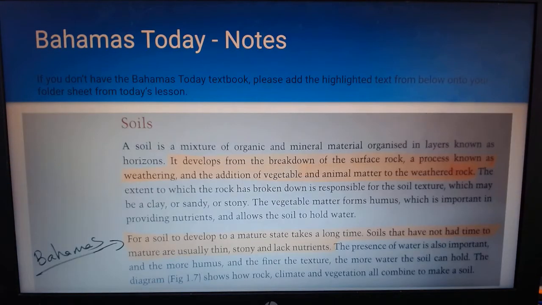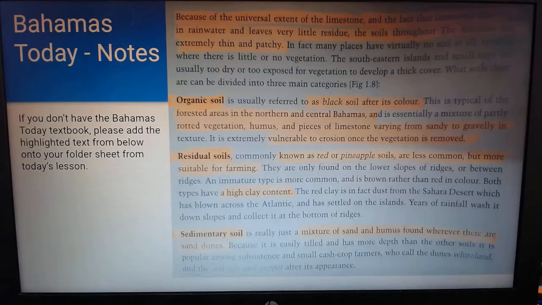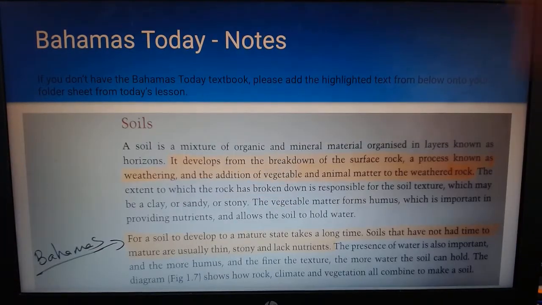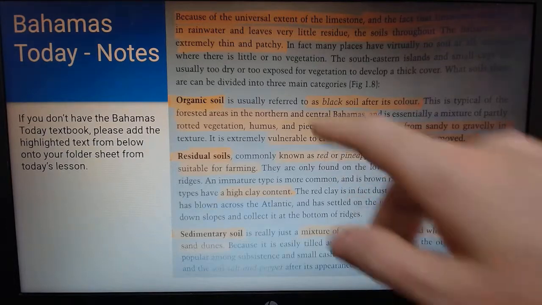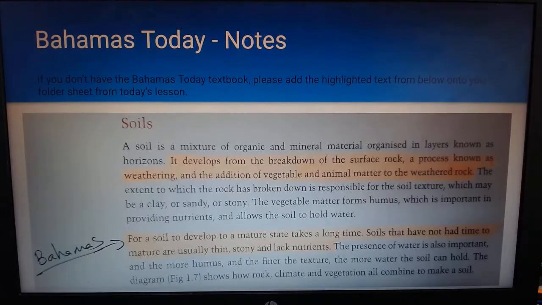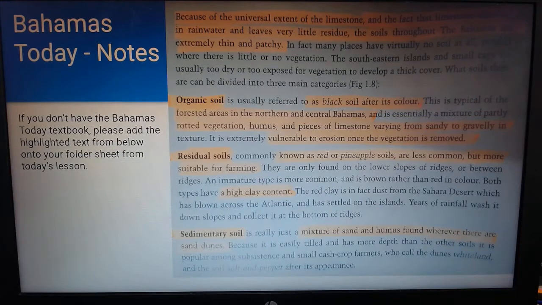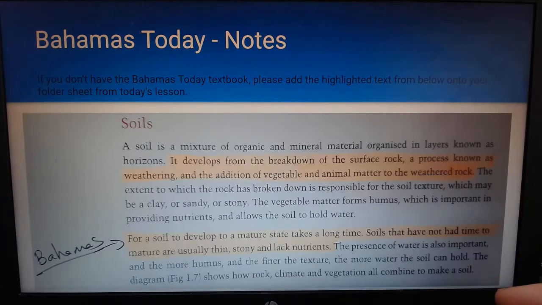All right, now the next little bit I want to do, just 2 slides on this. This picture and this picture of text are both from the Bahamas Today, page 5 and 6. So if you have that book, you can simply highlight the passages. This is page 5, this is page 6. If not, as the text says, if you do not have the Bahamas Today, please add the highlighted text from below onto your folder sheet for today's notes. So just 2 short little passages here.